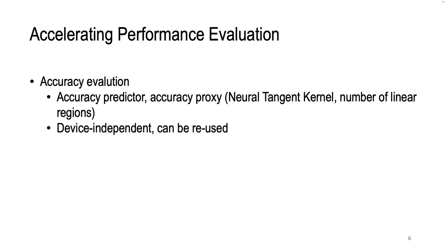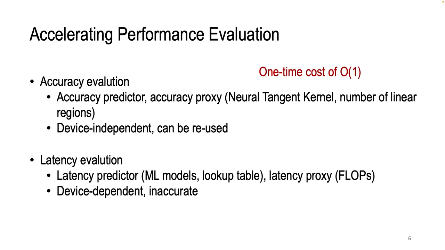The accuracy predictor is device independent and can be reused for different target devices, incurring a fixed one-time cost of order of one. To reduce the latency evaluation cost, latency predictors have been commonly used. That is, profile the latencies for sample architectures in advance and then build a latency predictor. Since the total number of candidate architectures sampled by a NAS algorithm is typically in the order of 10K or even more, the total latency evaluation time would be 50 hours for one target device.